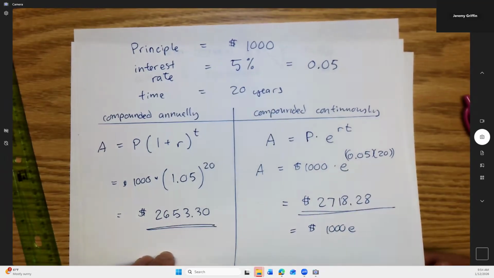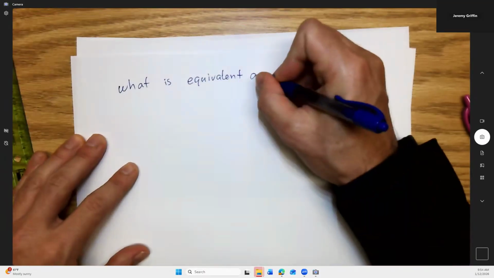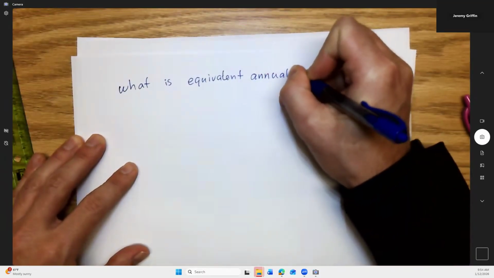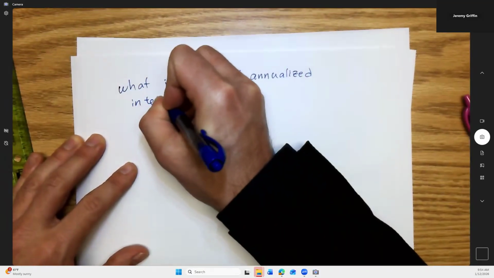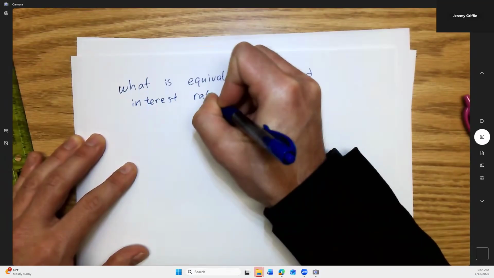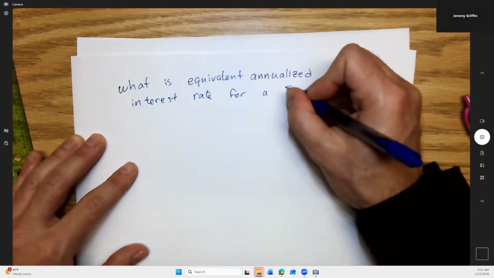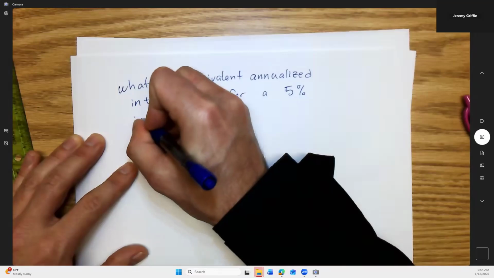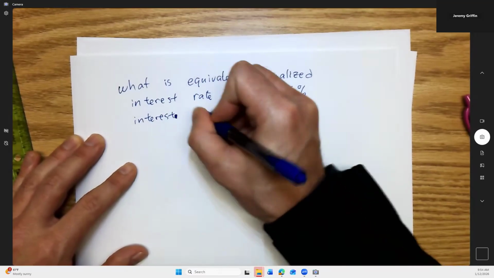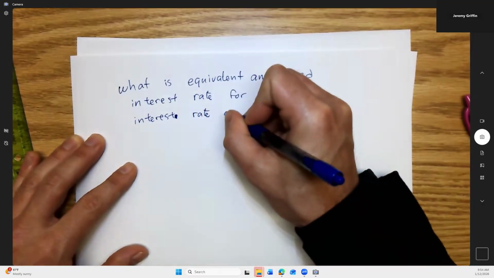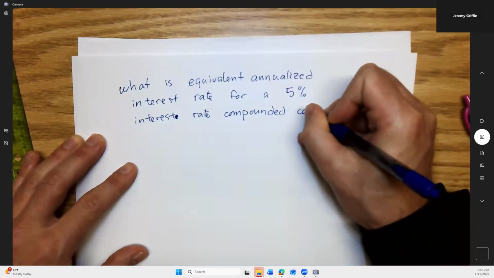Yeah, okay. So now the next question is going to be, what is the equivalent annualized interest rate for a 5% interest rate compounded continuously?